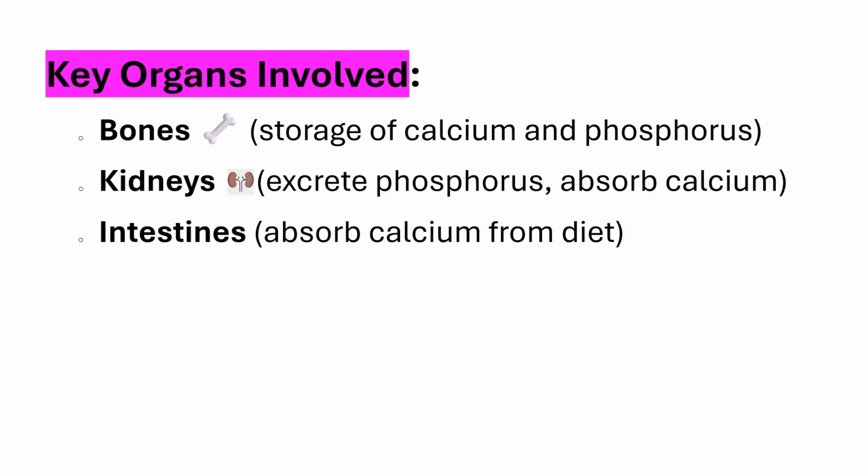Which are the key organs involved in the calcium and phosphorus balance we discussed? The bones, which are very important because they store the calcium and phosphorus. Kidneys are the other one because they excrete phosphorus and absorb calcium. Intestines play another very important role, absorbing calcium from the diet. So these are the key organs involved in the calcium and phosphorus balance.